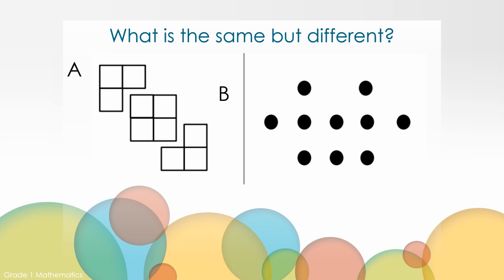Here are some ideas you might have thought of. A and B are the same because they both have 10 items. A is different because it has squares. B is different because it has circles. A and B are the same because they have 3 on the outside and 4 in the middle.